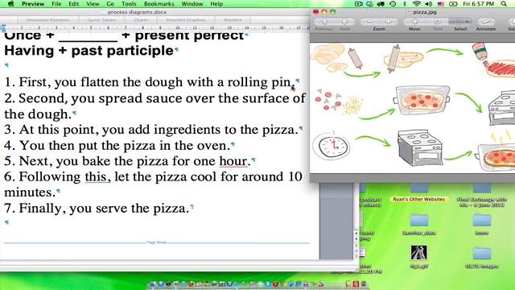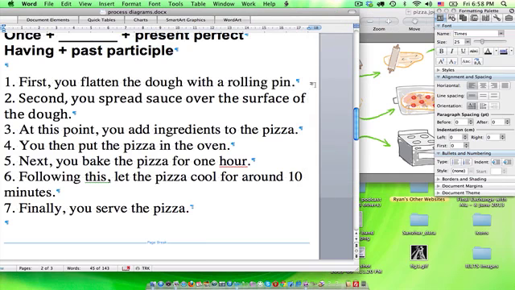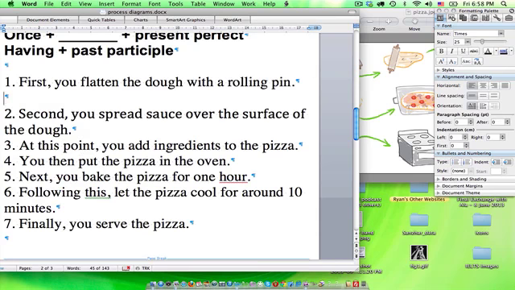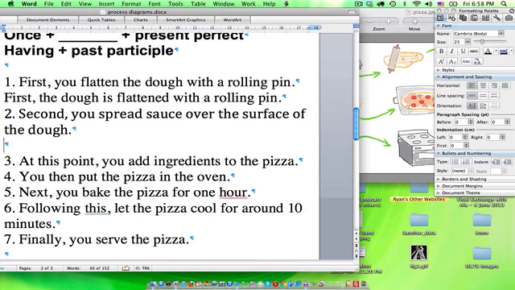So let's take this first sentence here. Firstly, you flatten the dough with a rolling pin. So if we were to write this passively, it would become, first, the dough is flattened with a rolling pin. And please also notice how I've dropped the you portion of it, so it's become less personal, which is exactly what we want in our IELTS response.